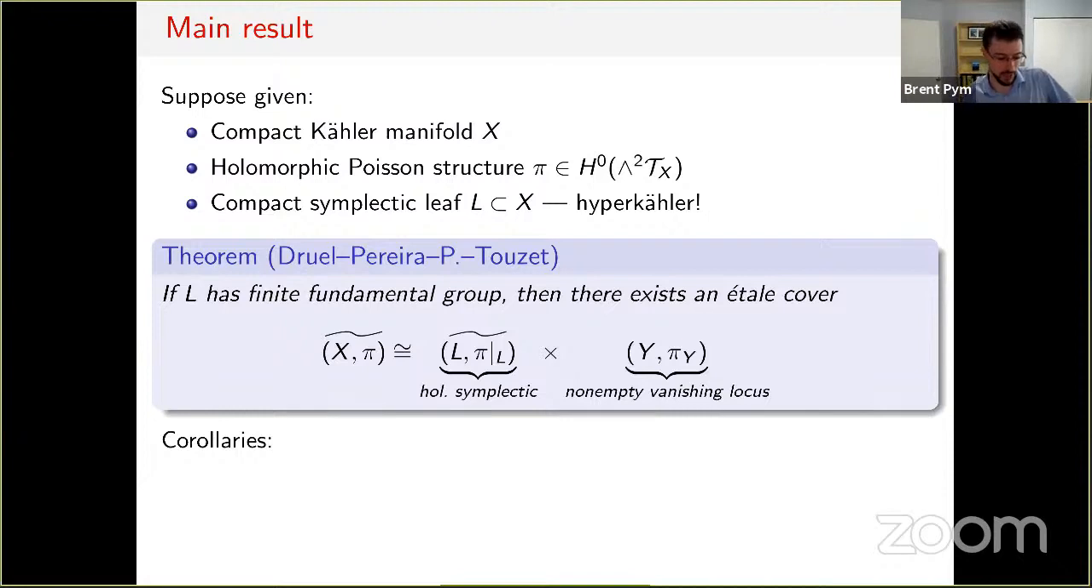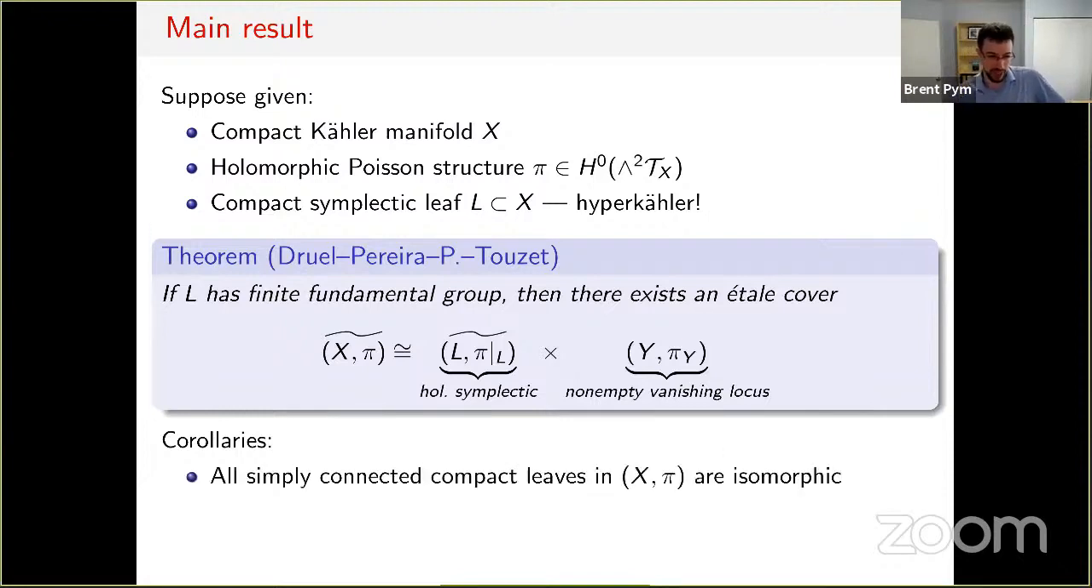So maybe let me point out a couple of corollaries of this theorem. The first one is that all of the simply connected compact leaves inside X pi are actually isomorphic to one another. So you could have imagined the possibility that there's one compact leaf sitting over here, another compact leaf sitting over here, and they don't know anything about one another. But actually, it's not possible. So kind of a strange thing.